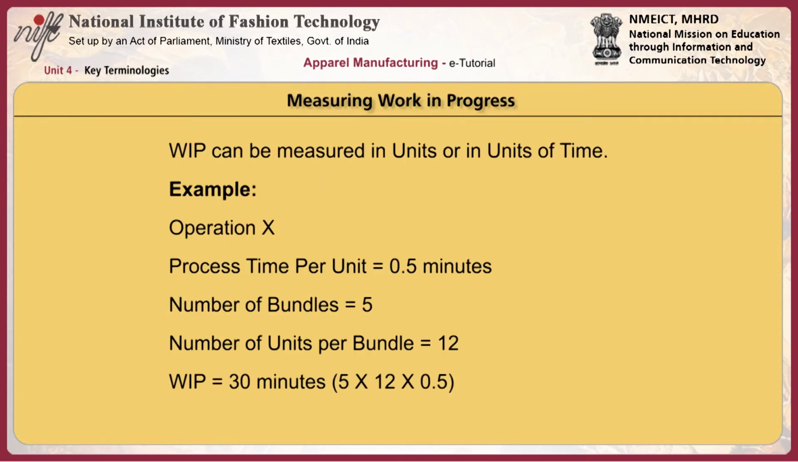We can measure work in progress in units or in units of time. For example, if you know an operation X takes 0.5 minutes per unit to process and we have 5 bundles of 12 units each, then we have 30 minutes of WIP for that operation. That is 5 into 12 into 0.5. In some factories, you can find some operations that have days of inventory waiting to be processed. This is unacceptable for many reasons.